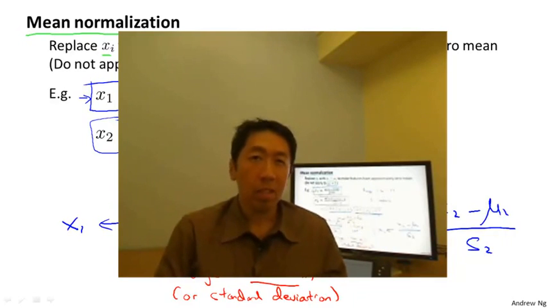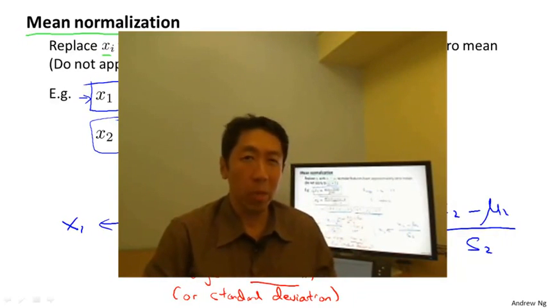That was feature scaling. In the next video, I'll tell you about another trick to make gradient descent work well in practice.